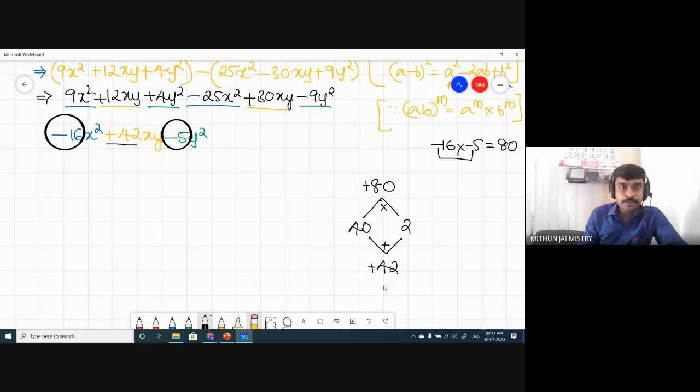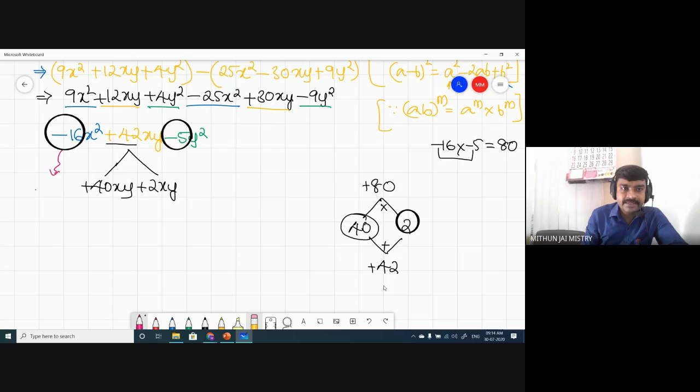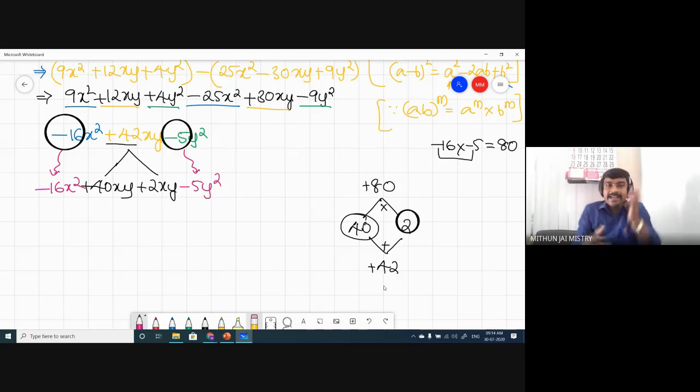So here what we are going to do, the middle term 42xy will be written as plus 40xy plus 2xy. The first term will be written as it is, minus 16x squared, and here minus 5y squared. They will be written as it is without any alteration. Now, why am I doing this? So that I can take something common from the first two terms, and the same thing common from the next two terms.